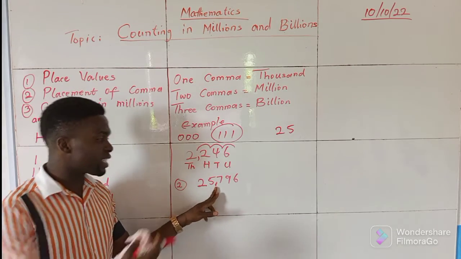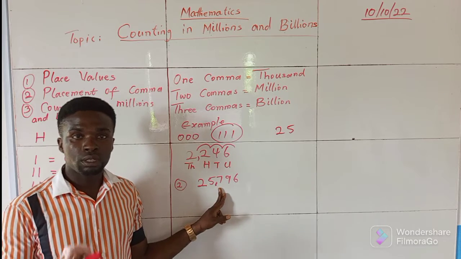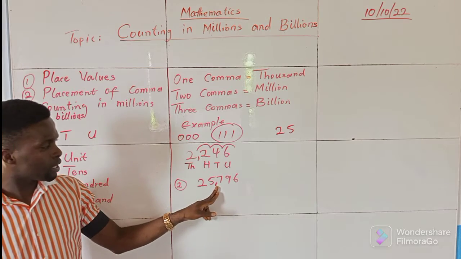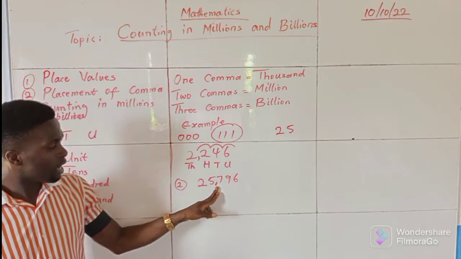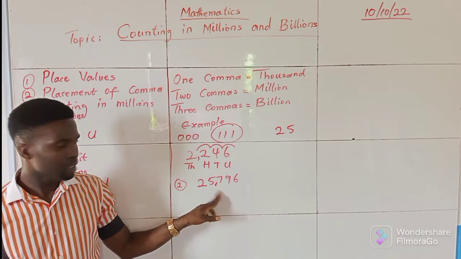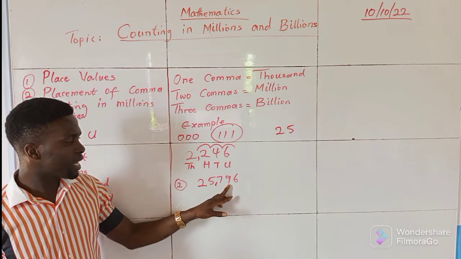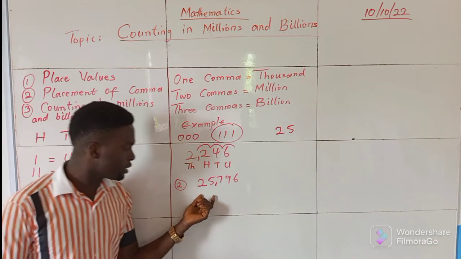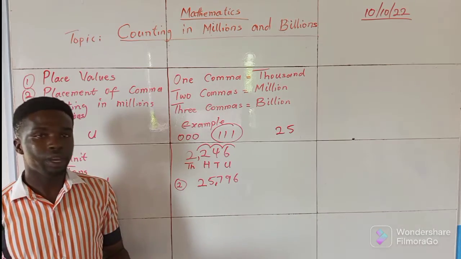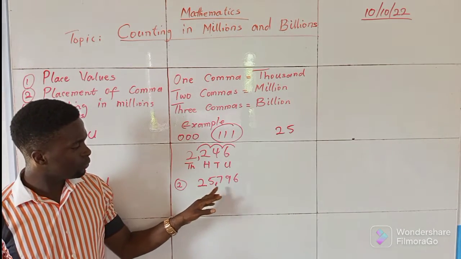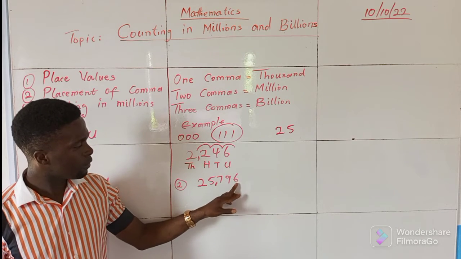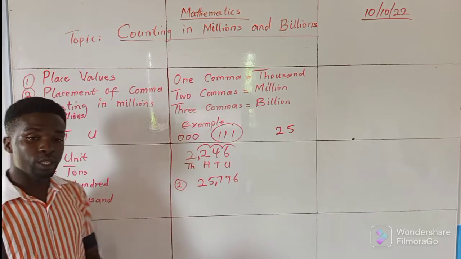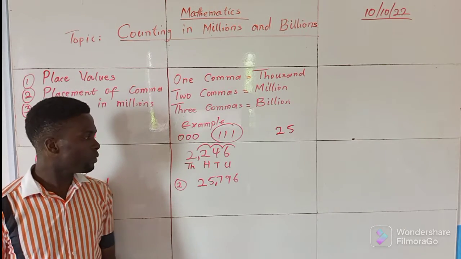But this comma is to direct you that the numbers are up to 1,000. 25, and the comma will tell you that it is 1,000. Now you say 25,796. Now, assuming you are given numbers more than, how many digits do we have? Let's count. 1, 2, 3, 4, 5. Yes, we have 5 digits. Assuming you are given numbers more than 5 digits, let's see what will happen.